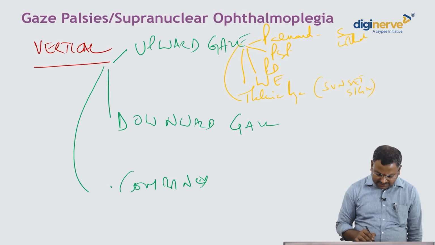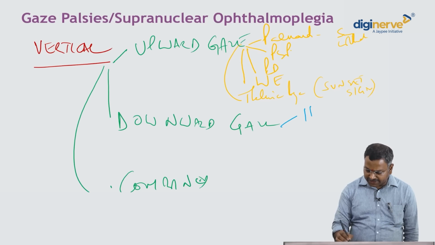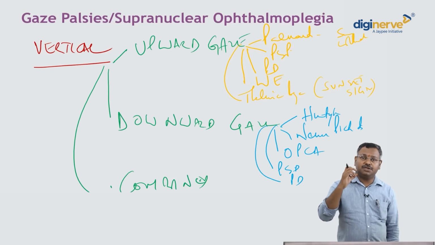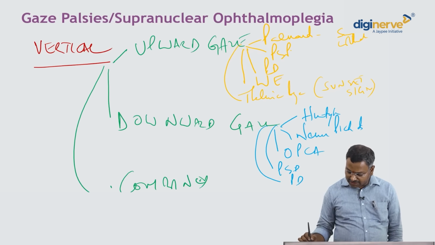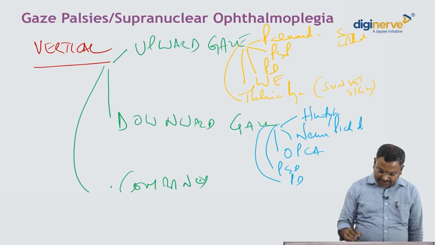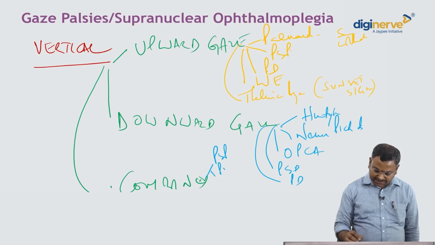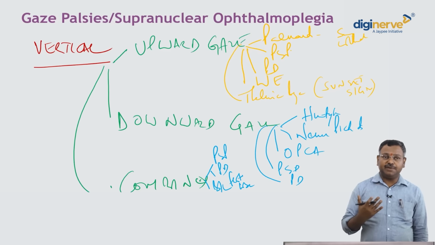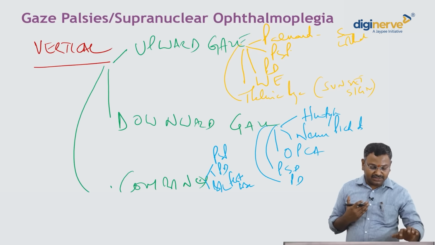The down gaze palsies are commonly seen with Huntington's chorea, Niemann-Pick disease, OPCA, that is olivopontocerebellar ataxia, progressive supranuclear palsy, and Parkinson's disease. So remember, Parkinson's disease and progressive supranuclear palsy can have both up gaze as well as down gaze palsies that you could see here. That is the combined. As I said, PSP, Parkinson's disease, and bilateral frontal lobe lesions can produce both up gaze and down gaze palsy. These patients will have recurrent falls when they climb down stairs.